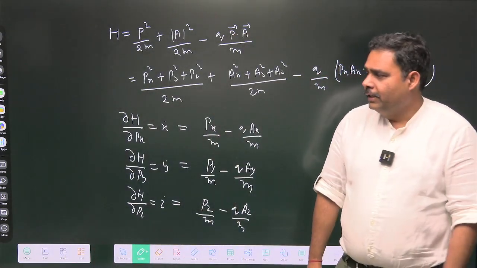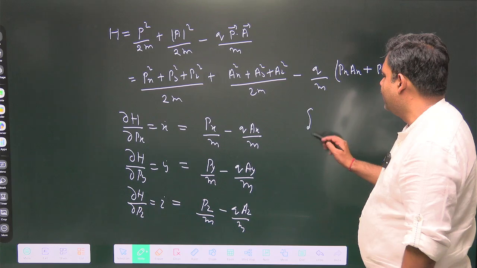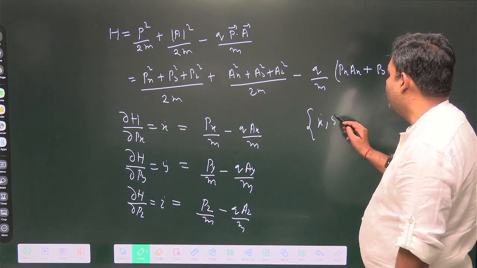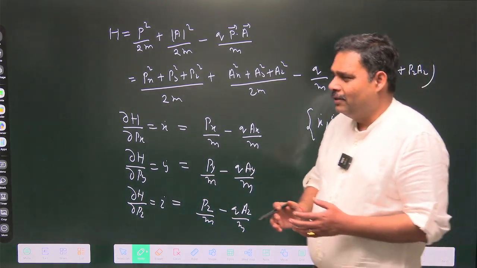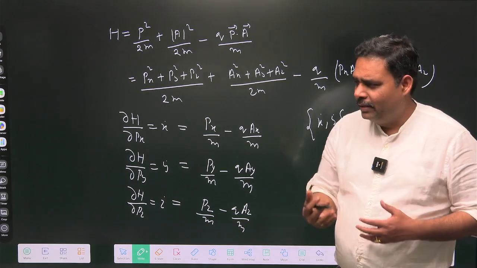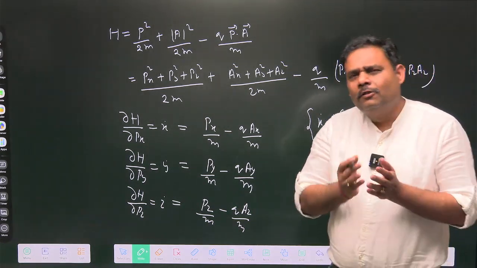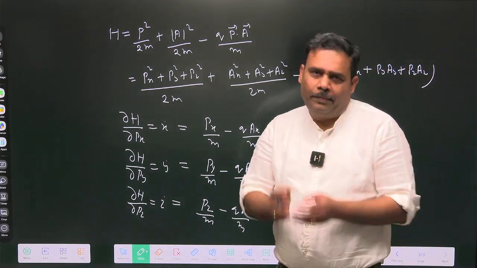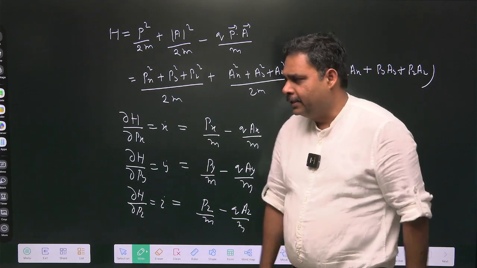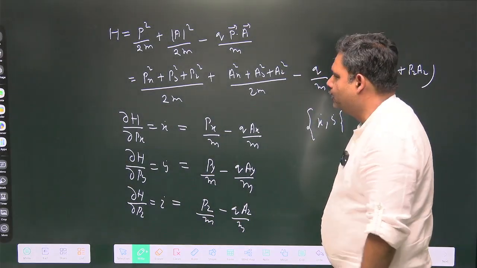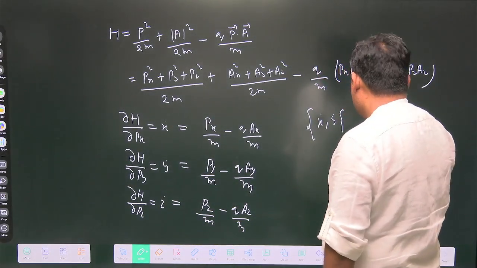Now we will try to find the Poisson bracket of x dot and y dot, because sometimes it is very difficult to find everything directly in tensorial form. So we just want to see what happens here, and then we will use the tensor notation. Let us go for the Poisson bracket of x dot and y dot.